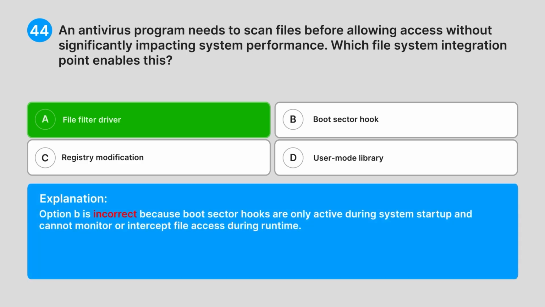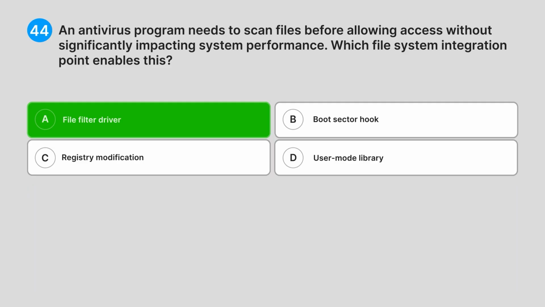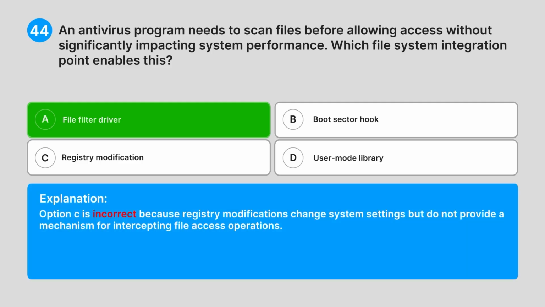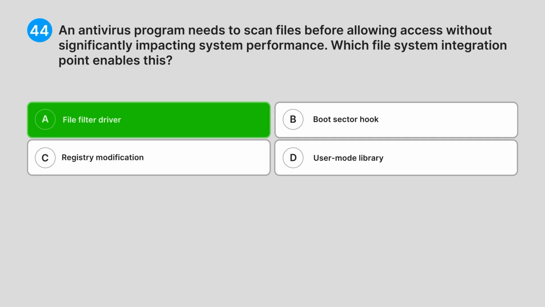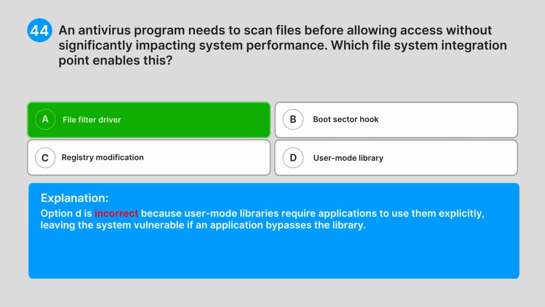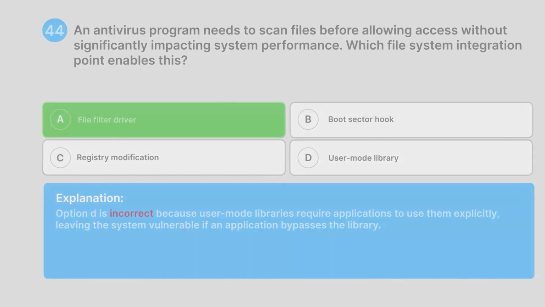Option B is incorrect because boot sector hooks are only active during system startup and cannot monitor or intercept file access during runtime. Option C is incorrect because registry modifications change system settings, but do not provide a mechanism for intercepting file access operations. Option D is incorrect because user mode libraries require applications to use them explicitly, leaving the system vulnerable if an application bypasses the library.